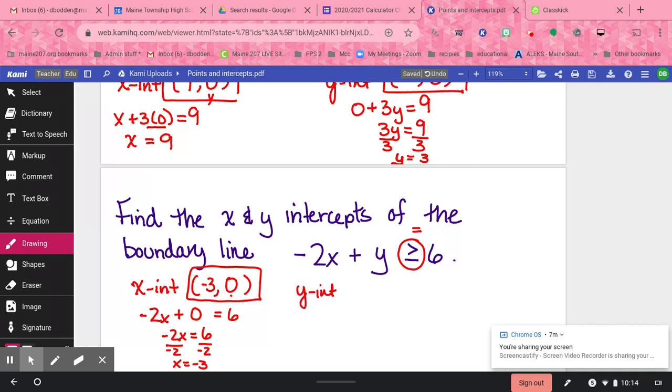My y-intercept, we know that is when x is 0. So using the boundary line, substitute 0 for x. So when I do that, negative 2 times 0 is 0, plus y equals 6. So we're done. Y equals 6. My y-intercept is (0, 6).